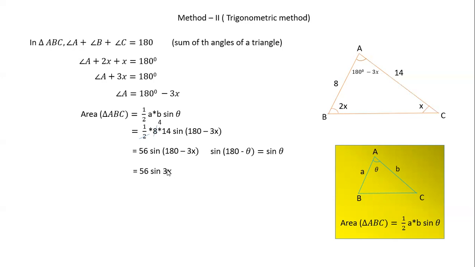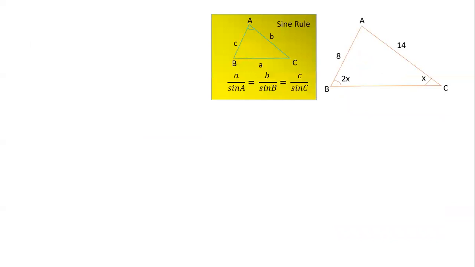Let this be your first equation. Now see, this is a figure. There we use something called a sine rule. In this sine rule, the side opposite angle A is a, the side opposite angle B is b, and the side opposite angle C is c. If this is the case, then the sine rule is given by a upon sine A is equal to b upon sine B is equal to c upon sine C. We use this concept here.